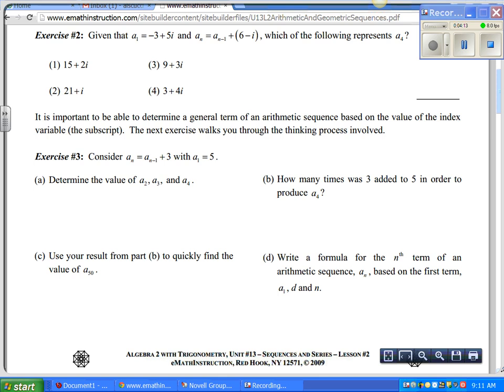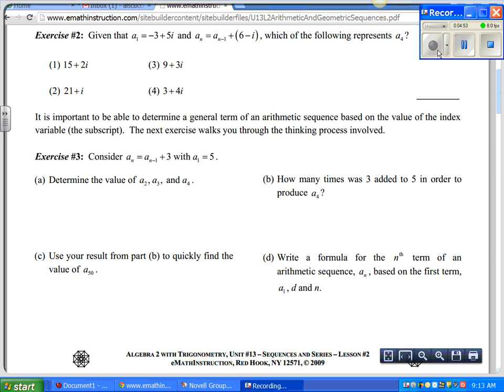Okay. So the next one, I'm given a sub 1 equals negative 3 plus 5i. What is that? What kind of number is that? Yes, it's in the imaginary family. Complex number. Good. Okay, so I have a sub 1 equals negative 3 plus 5i. A sub n, which means my current term, equals a sub n minus 1, which means my previous term, plus 6 minus i. So what's my common difference here, guys? 6 minus i, good. Which of the following is a sub 4? So go ahead and find me a sub 4, please. You should not be using your calculator to add complex numbers. You can do that on your own.